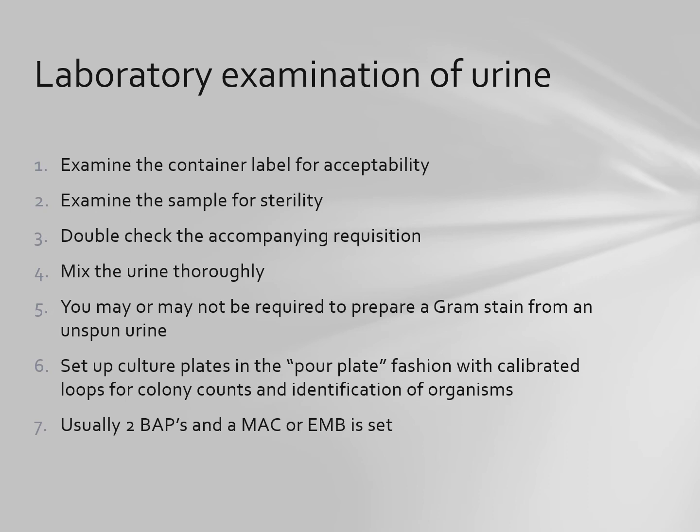You may or may not be required to prepare a gram stain for the unspun urine, but if you do prepare a gram stain, you want to make sure to correlate what you found on the gram stain to any findings on the culture and see if those findings are significant. We can set up our culture plates in the pour plate fashion where we're making a lawn. We usually set up 2 blood agar plates with calibrated loops that are 1/100th of a mil and 1/1000th of a mil. And we'll also set up a MacConkey or an EMB plate that has lactose fermentation properties in it. Our MAC or EMB plate is set using a 1/1000 calibrated loop as well.